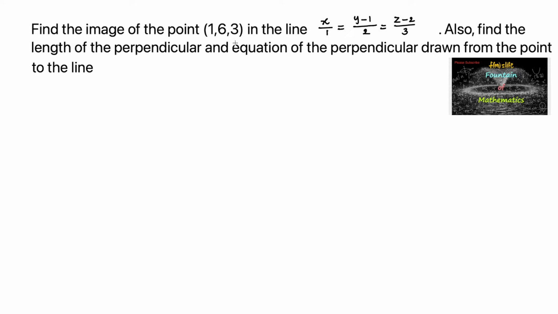Find the image of the point (1, 6, 3) in the line x upon 1 is equal to y minus 1 upon 2 is equal to z minus 2 upon 3. Also find the length of the perpendicular and equation of the perpendicular drawn from the point to the line.